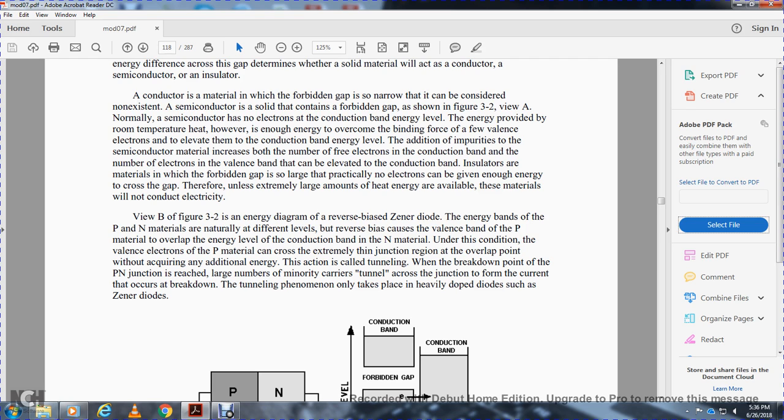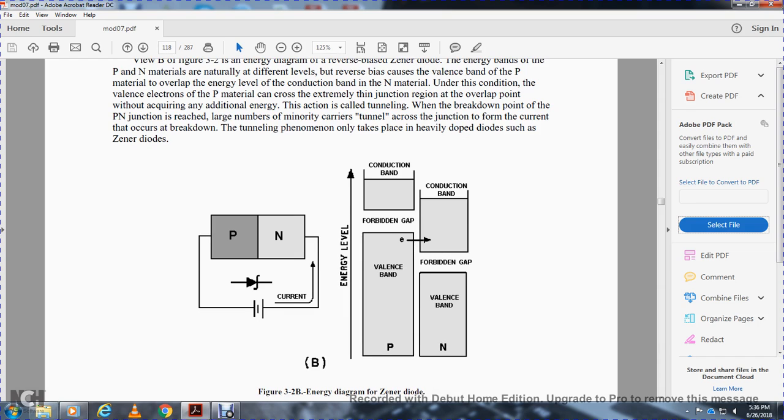This action is called tunneling. At the breakdown point, a large number of minority carriers tunnel across the junction, and the current breaks down. The tunneling phenomenon only takes place in a heavily doped diode such as a Zener diode. Figure 3.2b shows the energy diagram of the Zener diode: positive and negative, conduction band, forbidden gap, valency band.